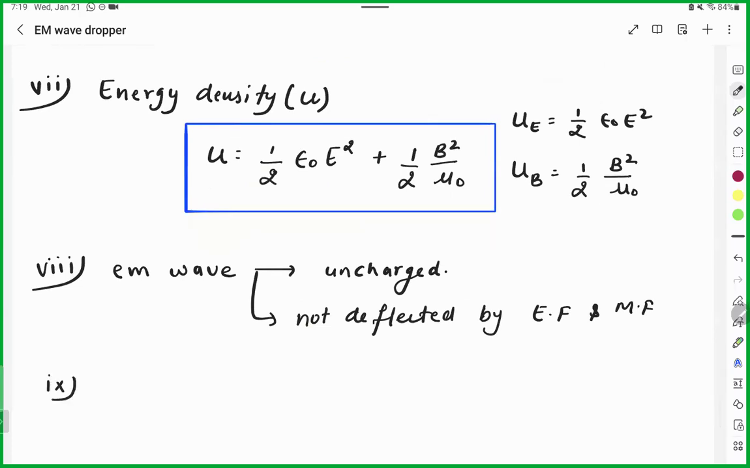Tuhina, does EM wave carry energy or momentum? Yes, sir, both. Because it is a wave, it carries both energy and momentum.